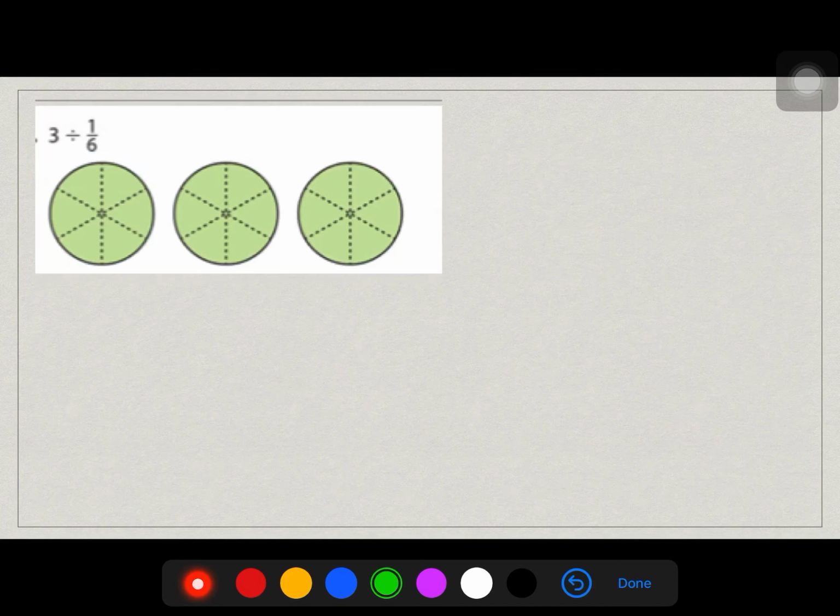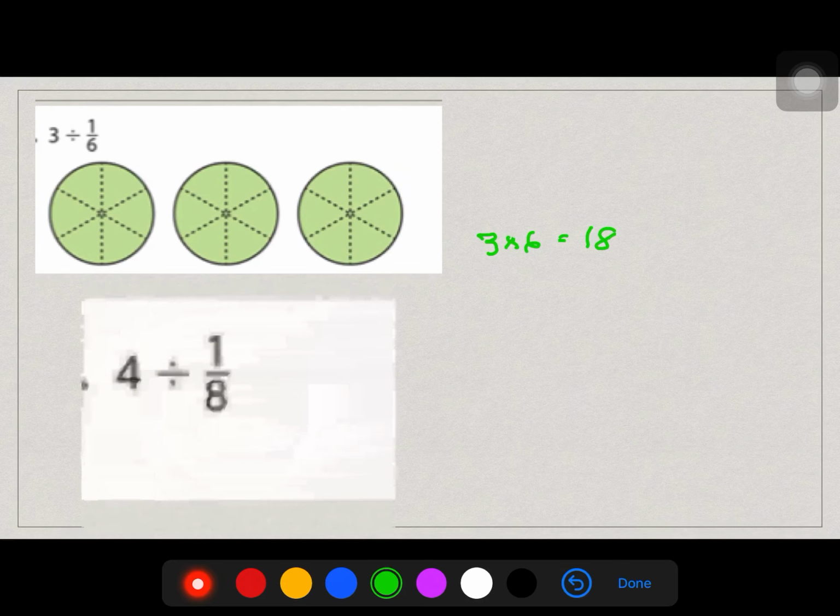Try this one. 3 being divided up into sixths. What is 3 divided by 1/6? That's exactly right, and you could use multiplication. There's 6 in 1, and if I have 3 of them, 3 times 6 equals 18.